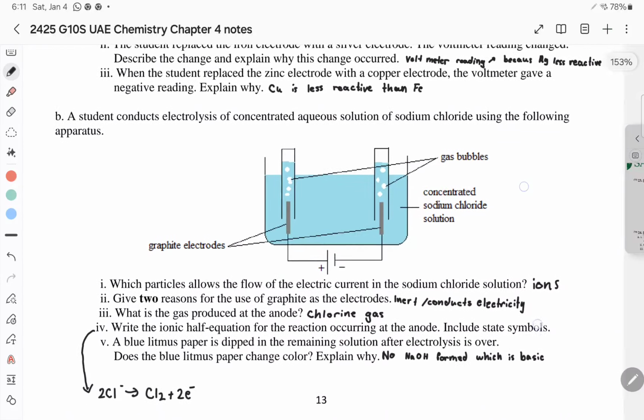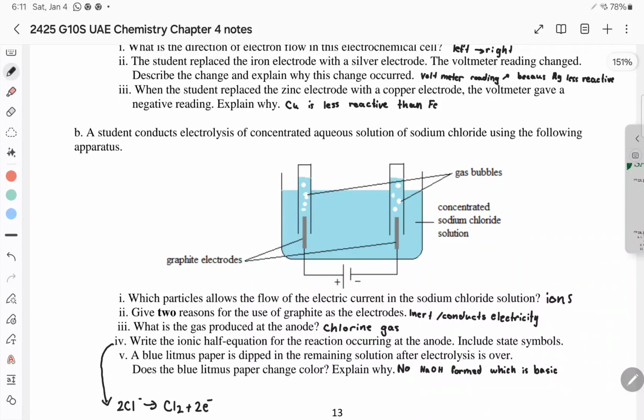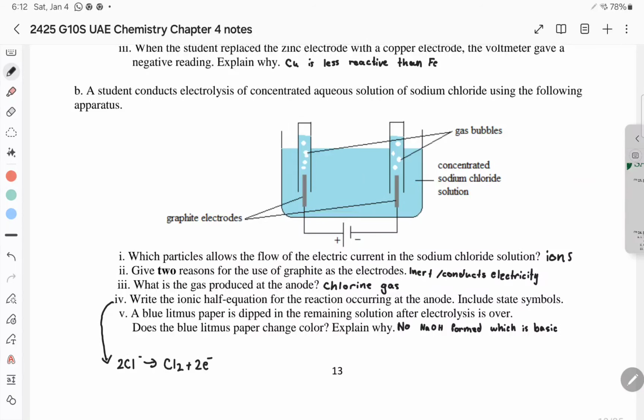Now, on to the second part. It tells you a student conducted the electrolysis of concentrated aqueous solution of sodium chloride using the following apparatus. And they're asking us which particles allow the flow of electric current from the sodium chloride in the solution. This is obvious, it's ions. Ions are flowing in electric current in solutions. Give 2 reasons for the use of graphite as the electrodes: because they're inert, they don't affect, and they conduct electricity. These are just things you need to memorize.